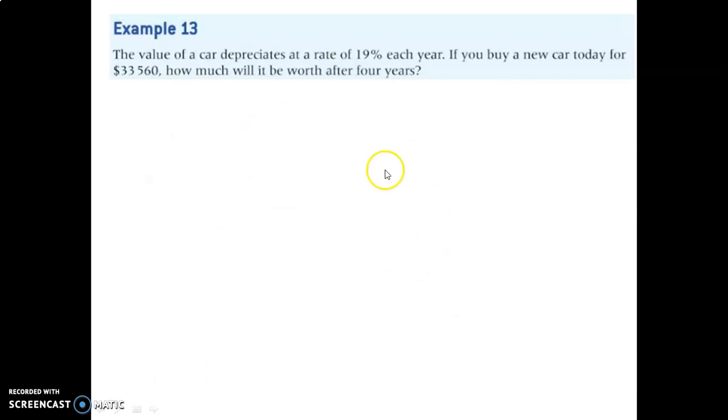Okay, here's another one. This one's more of a word problem approach here. We have the value of a car depreciates at a rate of 19% each year. That means a car's value goes down by 19% each year. If you buy a new car today for this much, how much will it be worth after 4 years? This one's a little tricky, but if you were with us last year in MYP5 math, we did ones like this, so maybe this looks familiar. Let's see if you can do this.